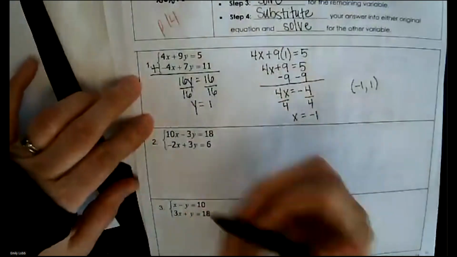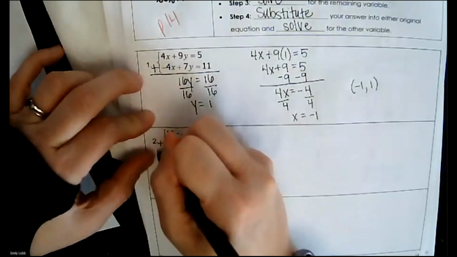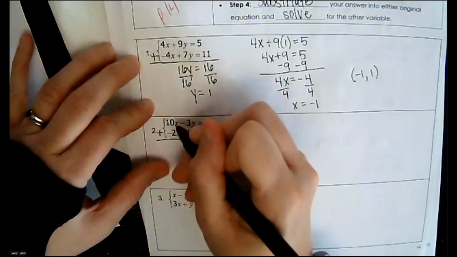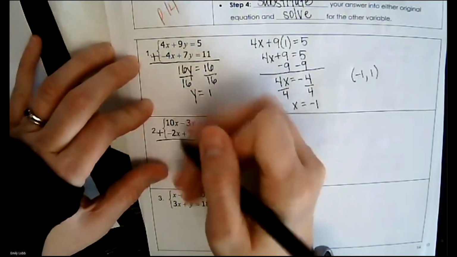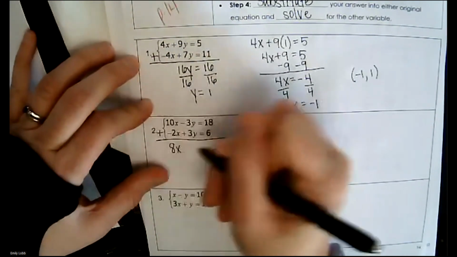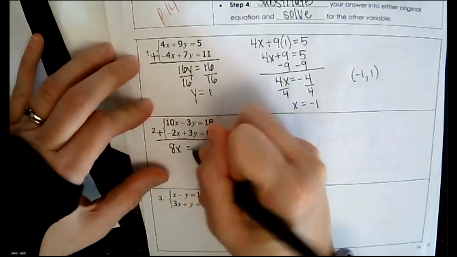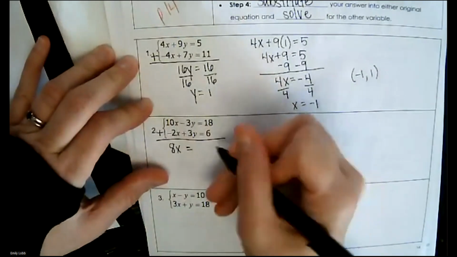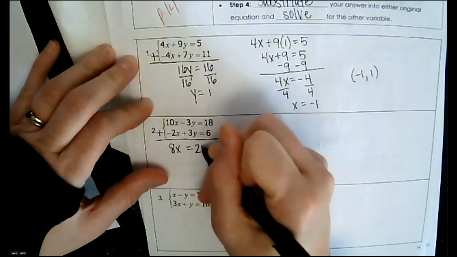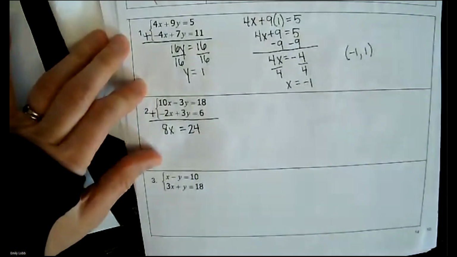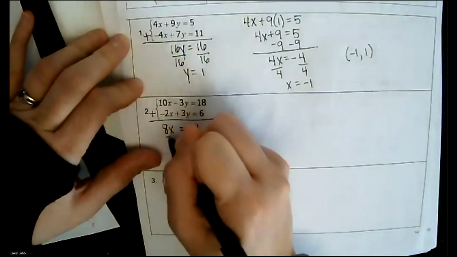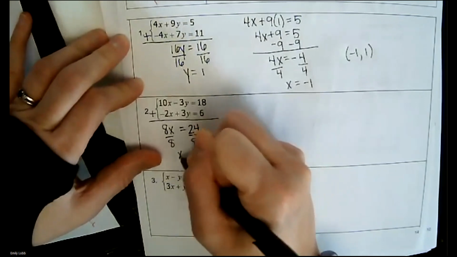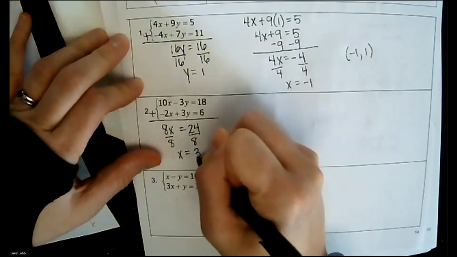Number 2 looks very similar. We are just adding these up because we already have equal and opposite in our y variable term. So 10 minus 2 is 8x. My y terms get canceled out by each other. 18 plus 6 is 24. I would divide both sides by my coefficient of x, which is 8. So x is equal to 3.